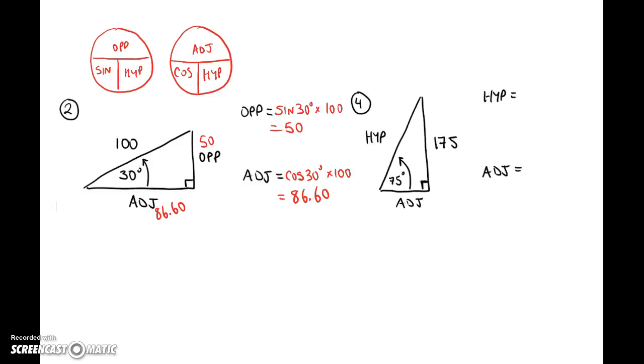Beauty. At that point, you can use Pythagoras. So you can do the square root of 50 squared plus 86.6 squared, and you should find that there's a value that's very close to 100. Right on.